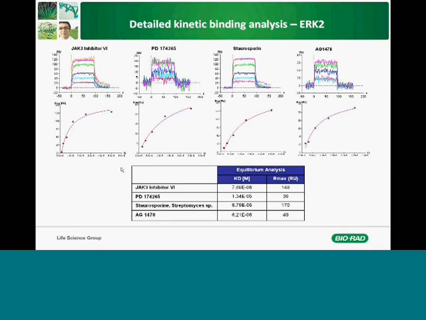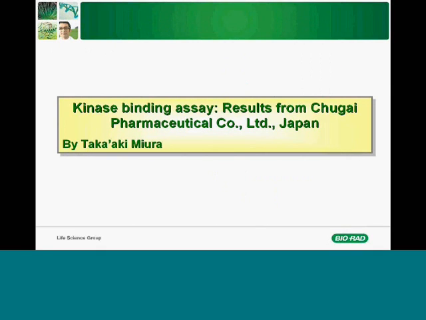Okay, so to the second example, the second result, these results were kindly provided courtesy of Chugai Pharmaceuticals from Mr. Miura from Japan. They have a ProteOn, and the ProteOn is located somewhere in the chain of the drug discovery, and they studied also kinases. They are looking for inhibitors.